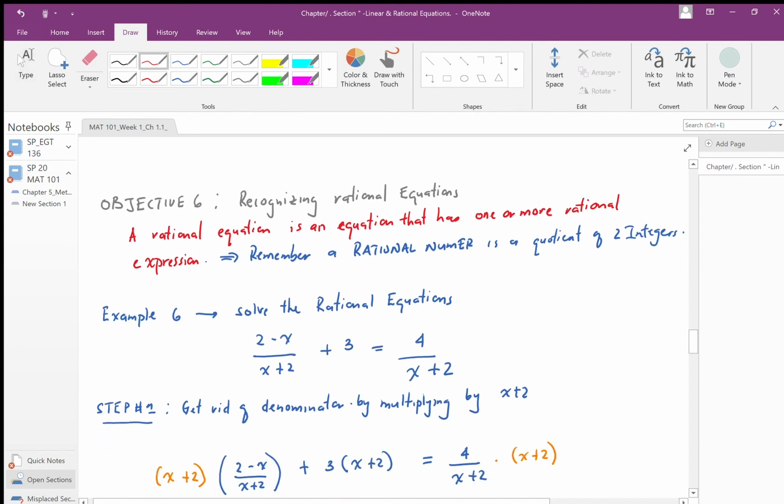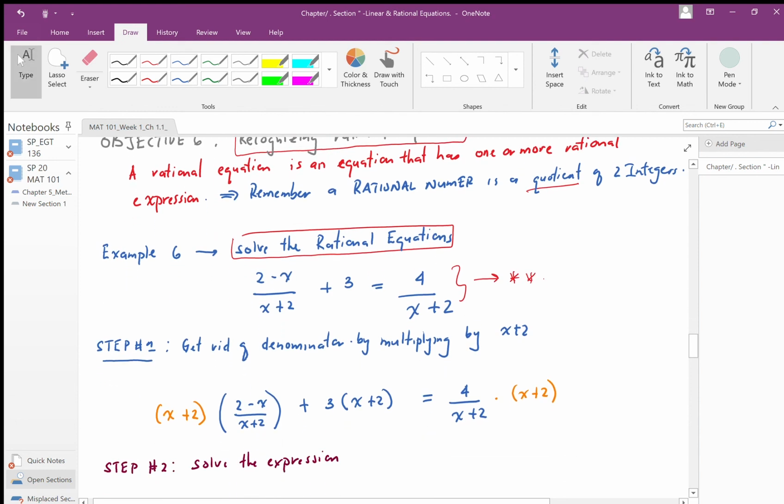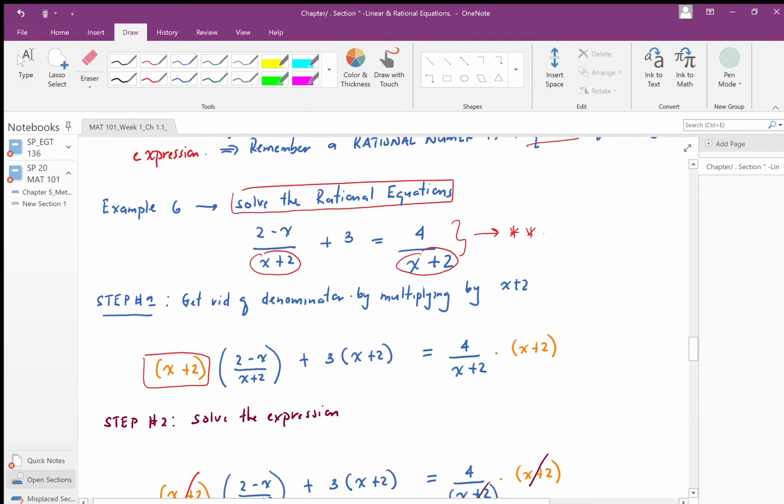Our next objective is we want to be able to recognize rational equations. And remember that a rational equation is nothing more than a quotient of two integers, or a fraction. So we actually solve the rational equation here, and this is our value here. Again, we want to get rid of the denominator, so we have x plus 2 in the denominator, x plus 2 in the denominator. So a quick way of trying to get rid of this is you can just multiply through by its denominator, which is what I have right here.